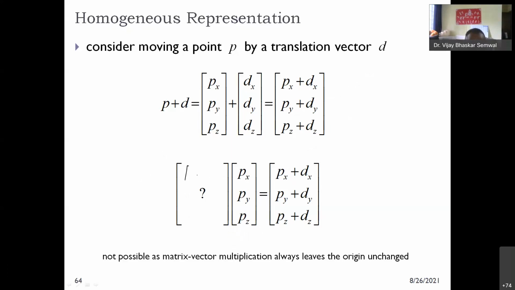Somewhat I can go with 1 0 0, 0 1 0, 0 0 1. I'm getting px, py, pz, but there is one problem: I'm still not getting dx, dy, dz. Somewhere I need to add this. So let me make dx, dy, dz an extra column here. Now my matrix is 3 cross 4, and this is 3 cross 1, which I cannot multiply.